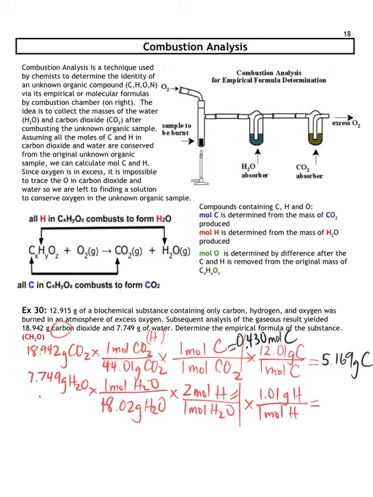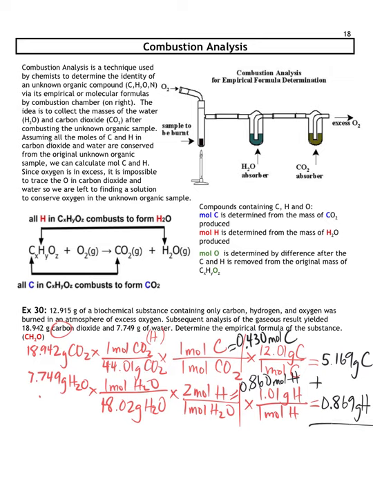So calculating both, I've got 7.749. I'm going to divide it by 18.02. And then I'm also going to multiply it times 2. And I get 0.860 moles of hydrogen. And then I'm going to multiply that by the molar mass. That's 0.869 grams of hydrogen. And I'm going to add these 2 values together.